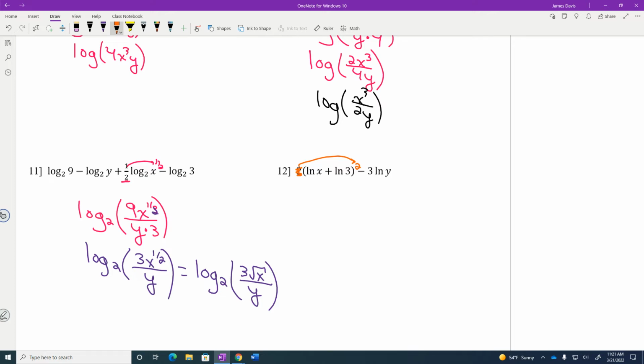So this, same base, so it will just become x times 3. So the natural log of x times 3 will just be 3x. And that's going to be squared. And then minus, now do 3, which does look at this up, right? Natural log of y cubed.